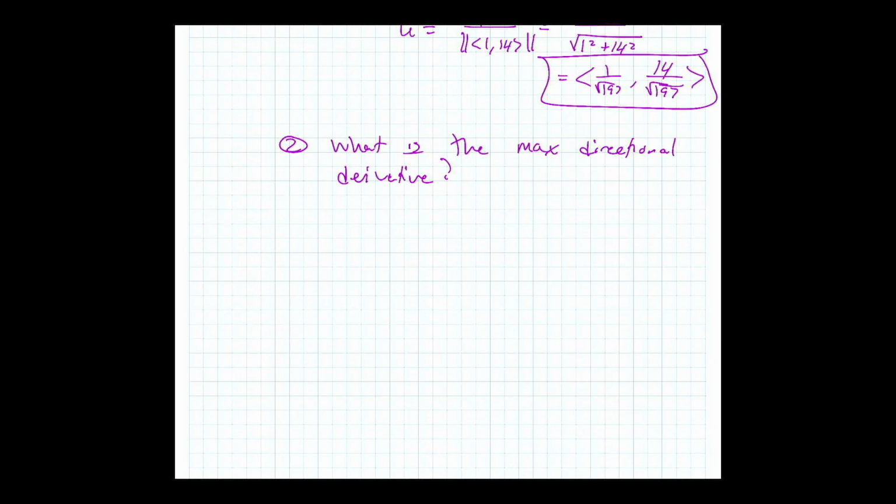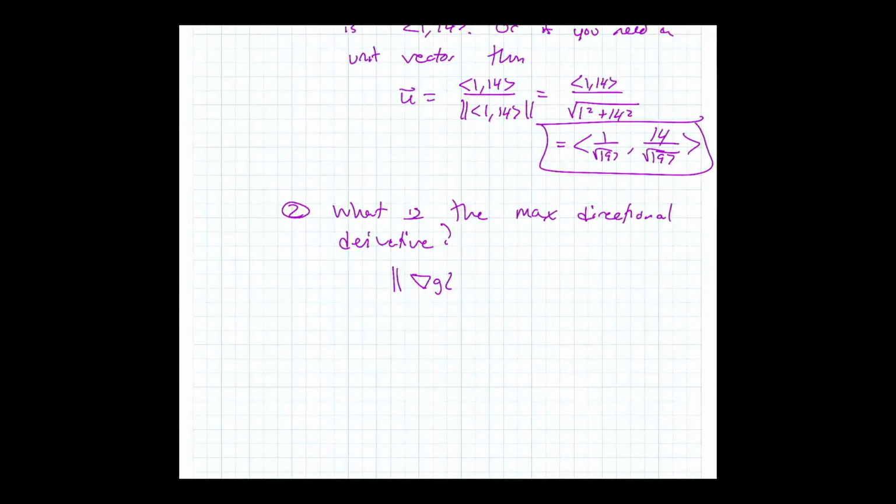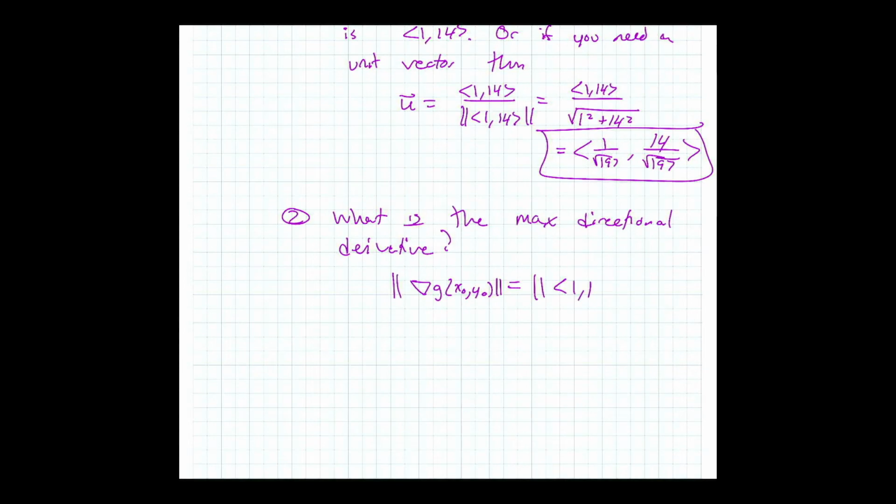It is by definition, right? They said it's the magnitude of the gradient evaluated at the point, which was whatever it was. The magnitude, and we just did it, right? That was magnitude of 114. That was the gradient. So it is square root 197. It was right there in the denominator. Okay, so that's that.